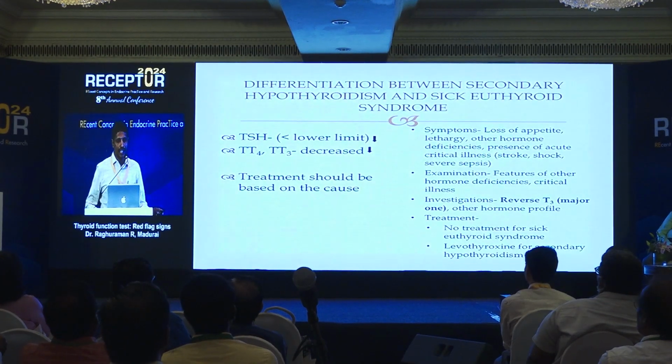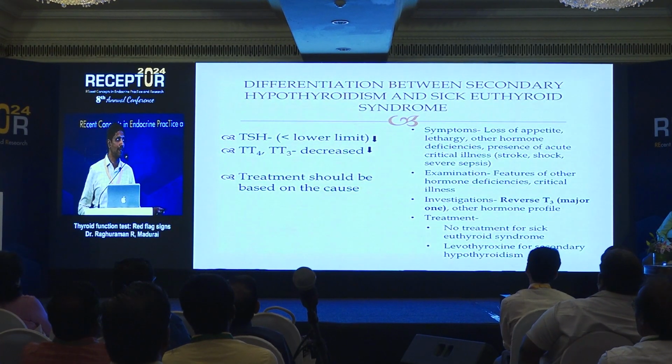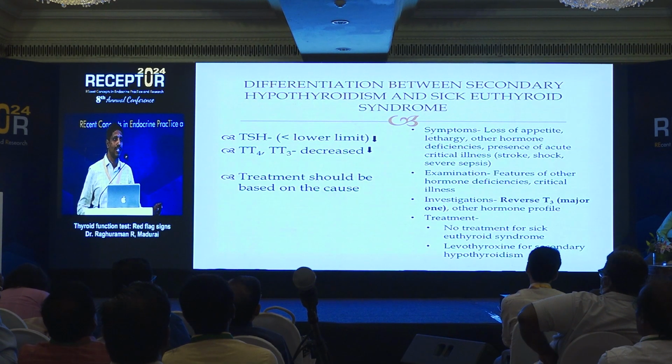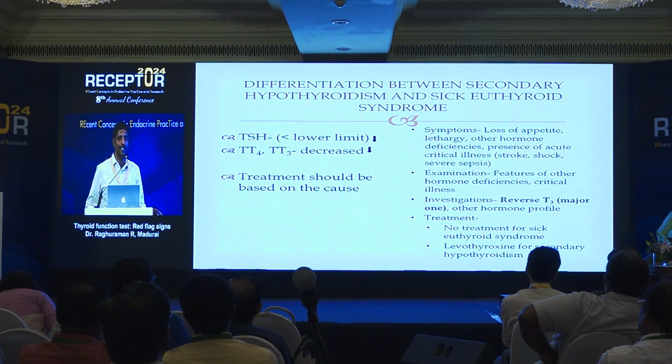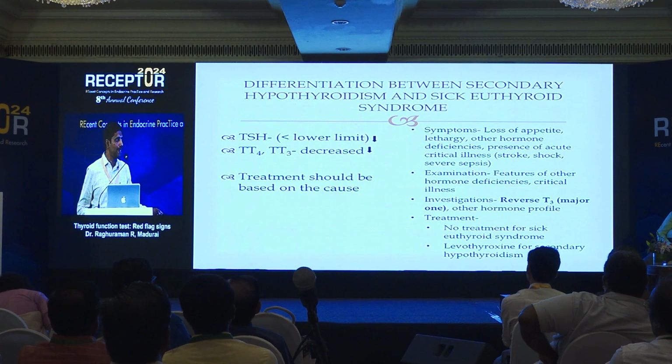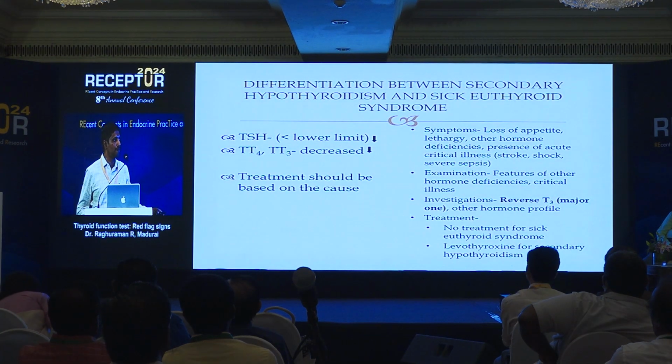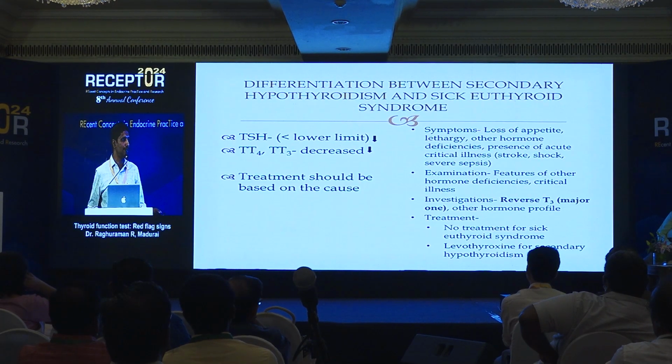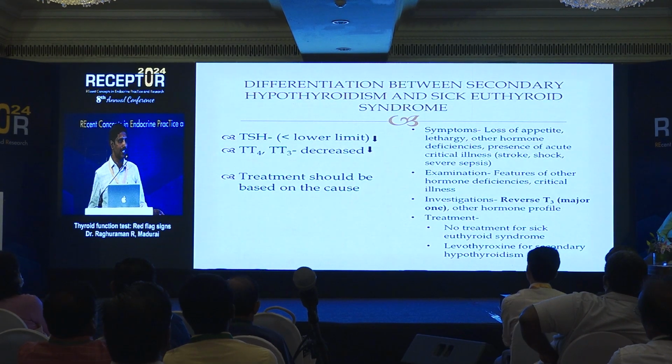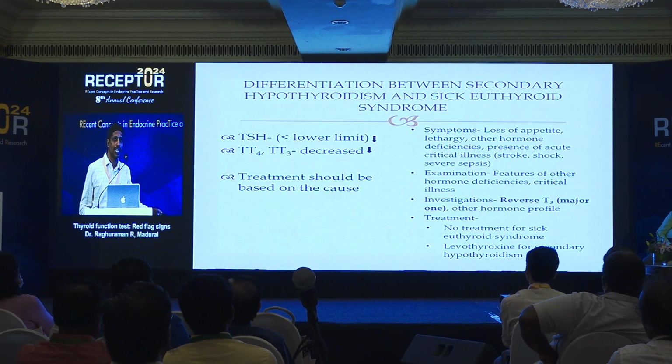In this case, other hormone deficiency symptoms are more important because once the thyroid is affected due to secondary hypothyroidism, most of the other hormones will also be affected, like gonadotropin deficiency, cortisol deficiency, and growth hormone deficiency would be present. In examination also, you can look for those, like low BP, hypotension, and loss of secondary sexual characters. These things could be seen there. And the major investigation which is used here is reverse T3, but that is not available here. It will be raised in sick euthyroid syndrome, but it will be low in secondary hypothyroidism.